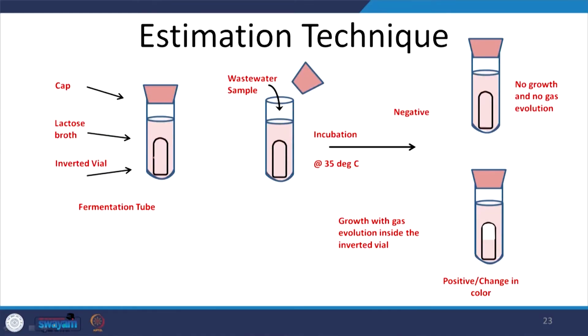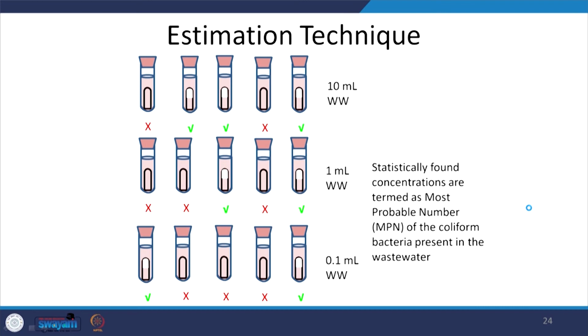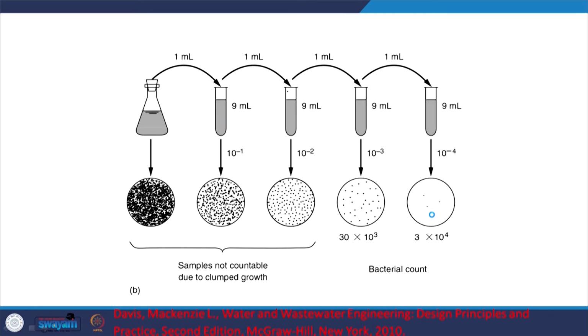Estimation technique, pretty simple. Lactose broth, an inverted vial to capture the fermentation products, the gas, and a fermentation tube, I guess, right. Wastewater is put in at 10 ml, 1 ml or 0.1 ml, and incubated. If it is negative, this is what it looks like. If it is not negative, you have gas, and also you will have some color change depending on the kind of test. So, you can have positives here, positives and positives here, at 10 ml, 0.1 and such. Based on that, we are going to look at it.